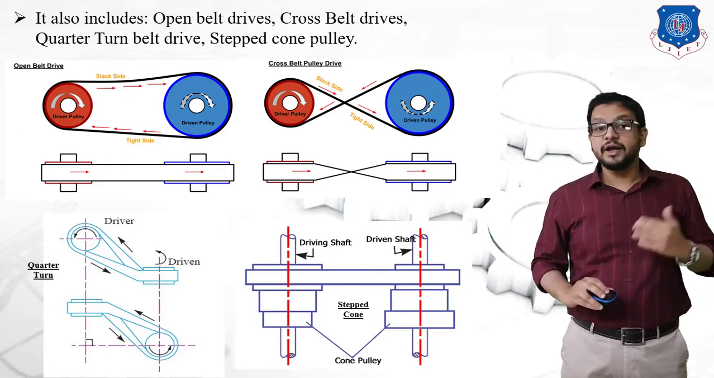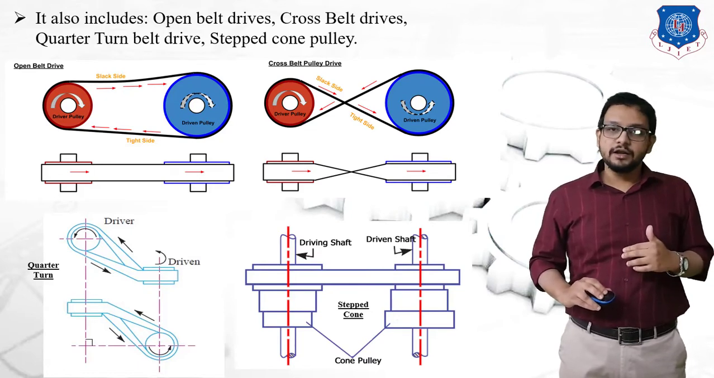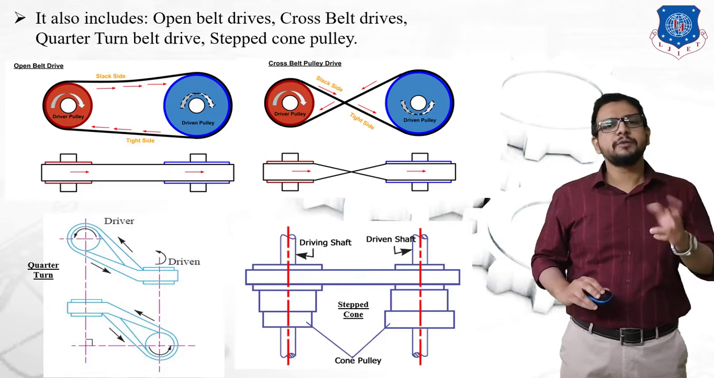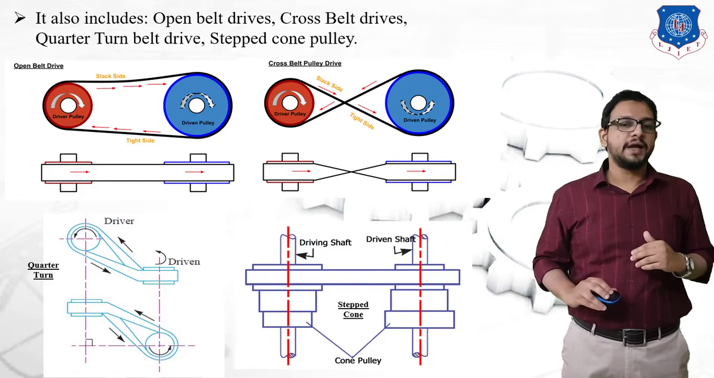Okay, quarter turn belt drive. The application is very simple: one of the shafts is parallel and the other shaft is perpendicular to it. Both the shafts are perpendicular to each other. In that case we are going to use a quarter turn belt drive.